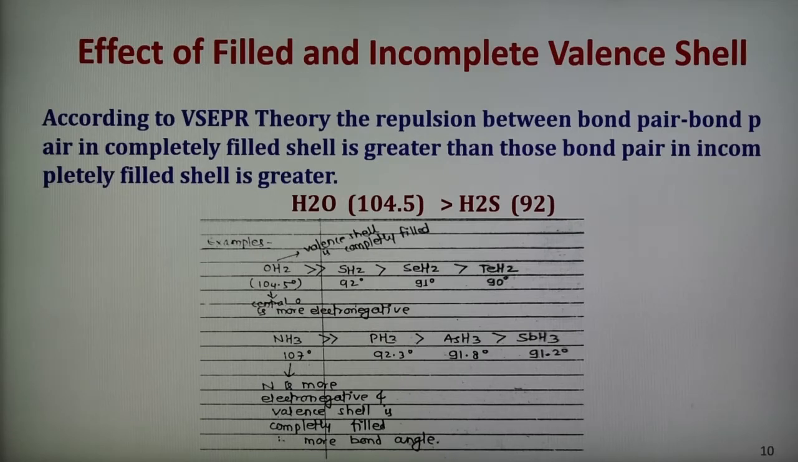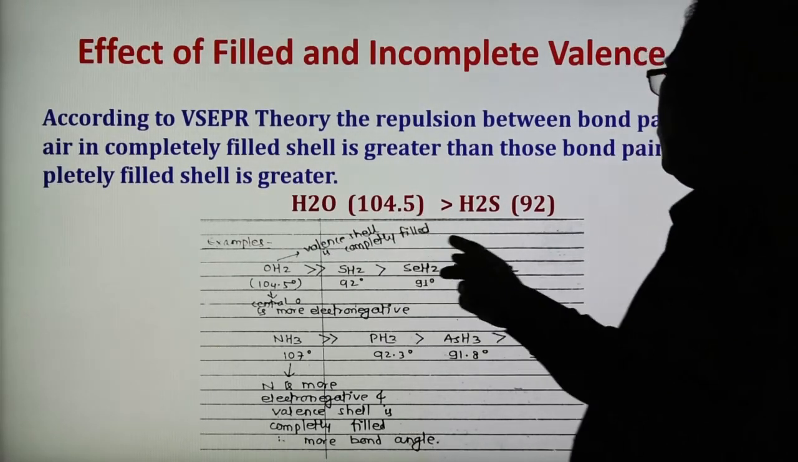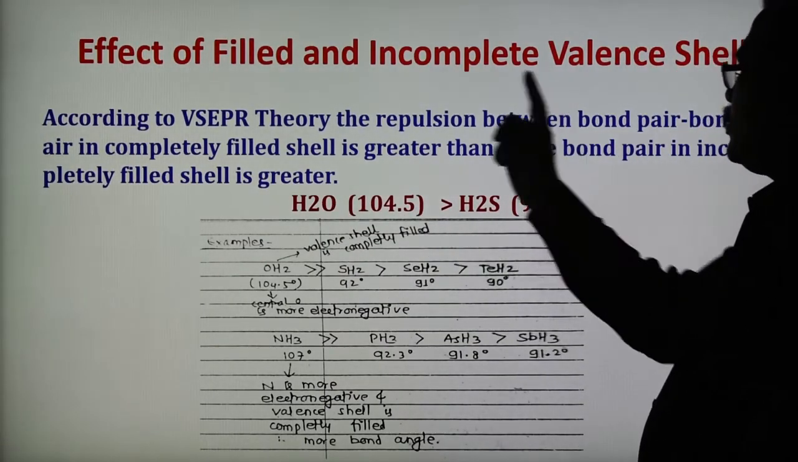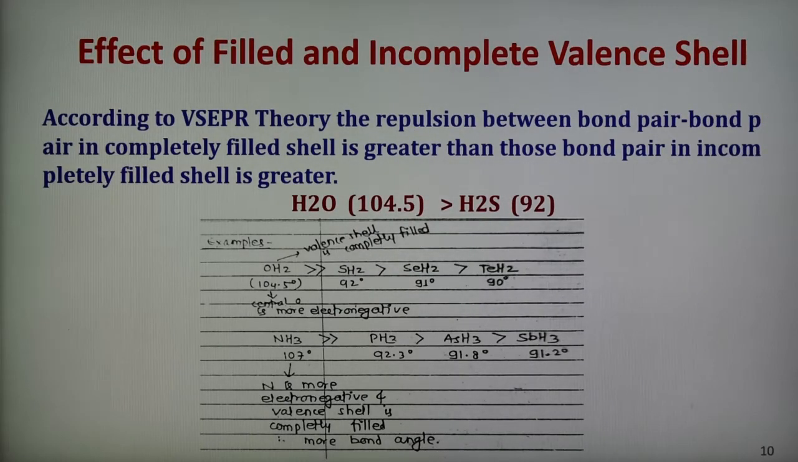Again, in this case we only have to see whether the orbitals are filled or whether incomplete valence shells are there. An example to explain this point is H2O, 104.5 degrees, and H2S, 92 degrees. In the case of H2O, there is more repulsion and a filled shell, and in the case of H2S, there is less repulsion.